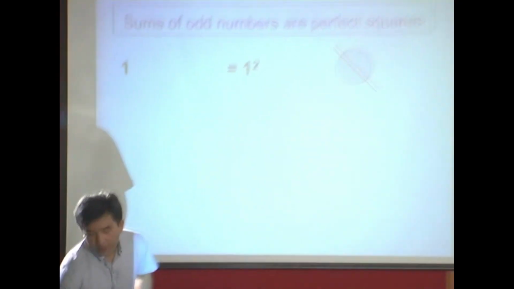And one way mathematicians convince themselves is, again, by proving a statement or by looking at that statement from another point of view. And we will do it visually. 1 squared is the most simple perfect square. It's just 1.